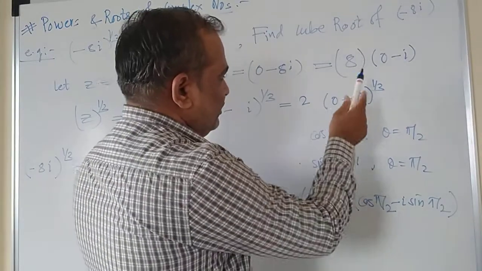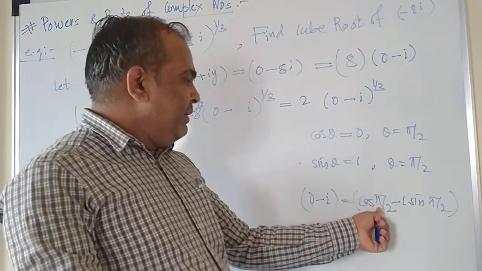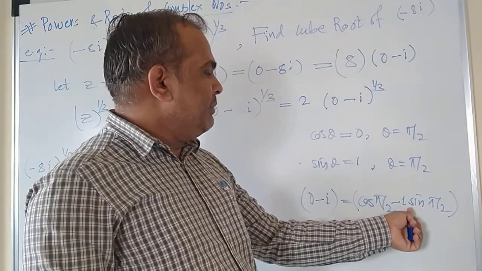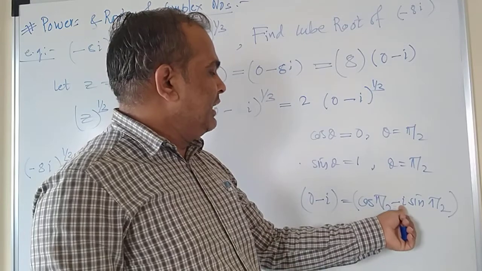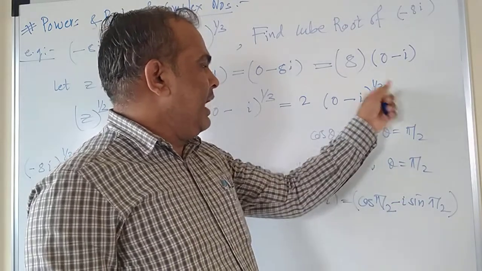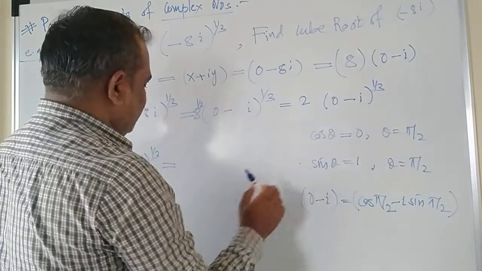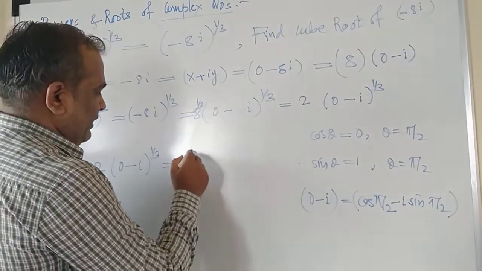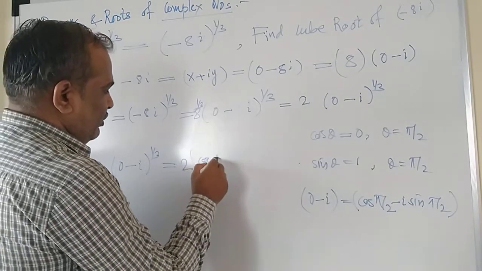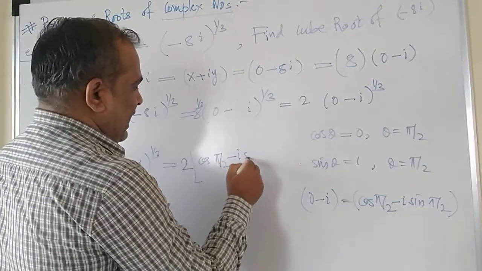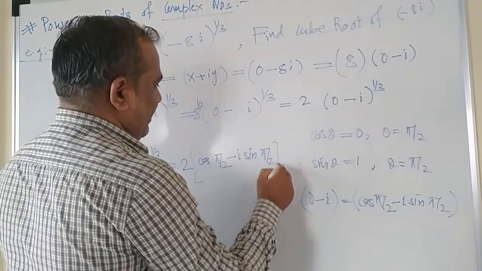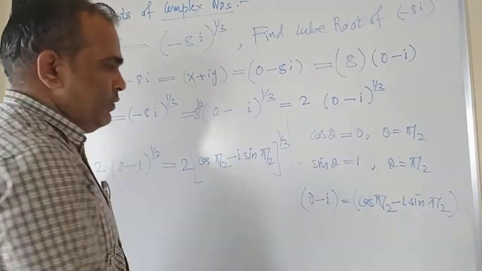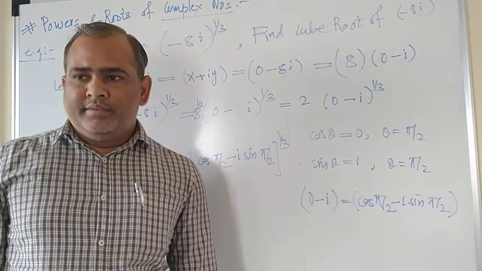And if you simplify this, you should get this bracket. So cos of pi by 2 is 0, as cos 90 is equal to 0. Minus i times sin pi by 2, which is 1. So you will get minus i, right? So this is the simplification of this bracket, and I can use it now. So this is 2 as it is, and into the square bracket I can write cos of pi by 2 minus i times sin of pi by 2, and its root now 1/3. Got it? Fine.